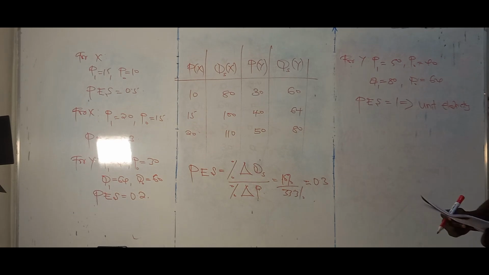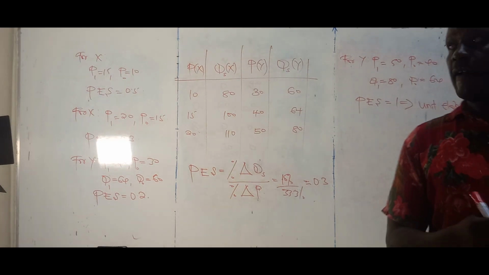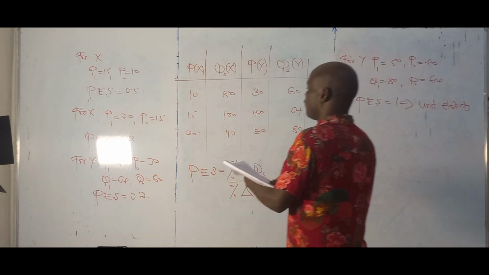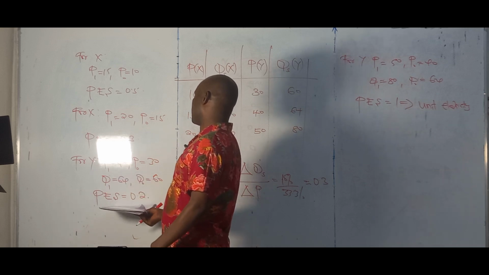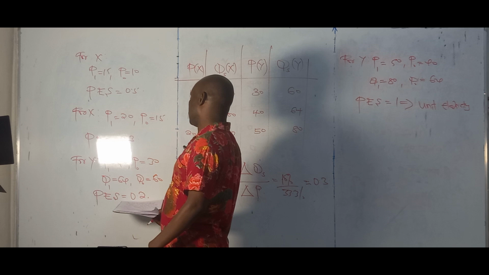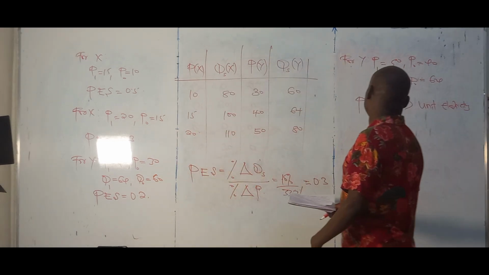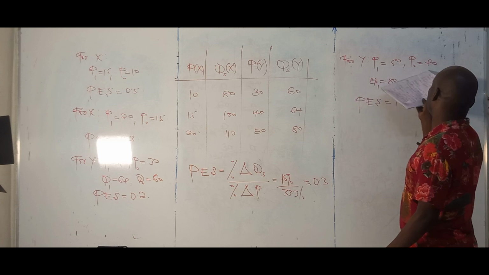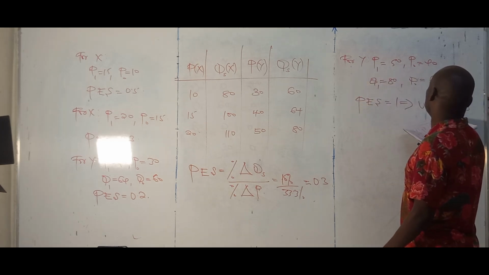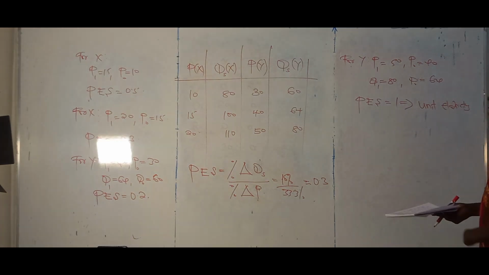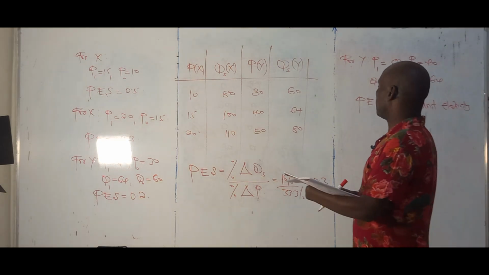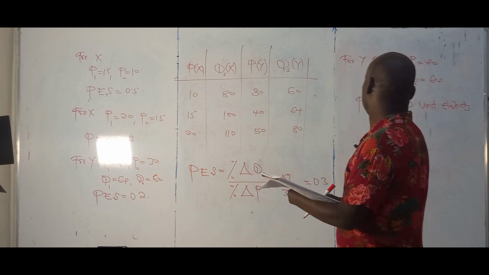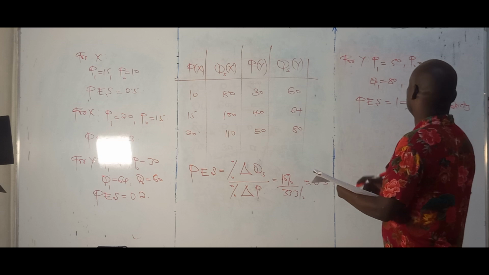Let's consider Y. In the first case we get price elasticity of supply for Y to be 0.2. Between this price range, the supply is inelastic. But if we move to a different price range, 40 to 50, then we see that it is now unit elasticity. That is a one-to-one relationship. It means the producer is in a position to meet the demands of the market and can adjust the level of production to meet demand.